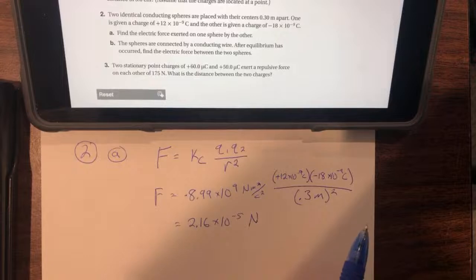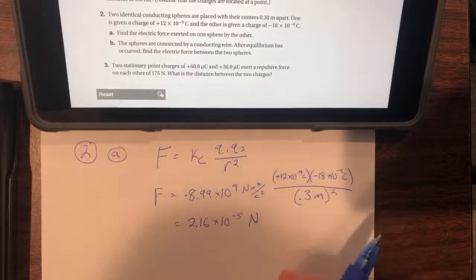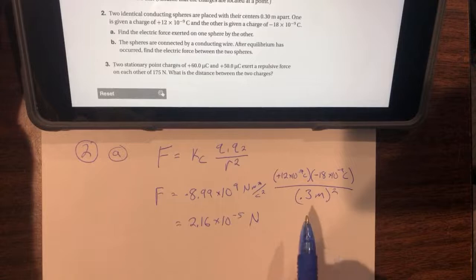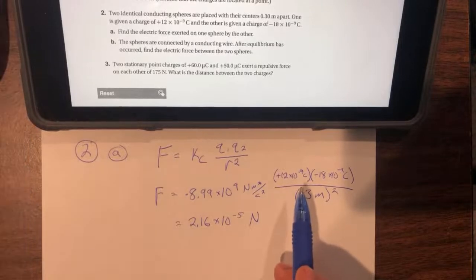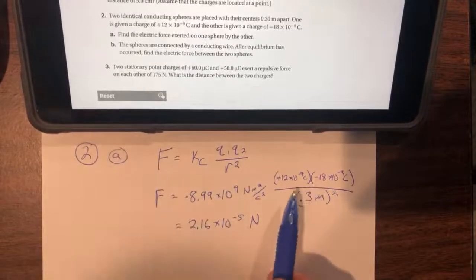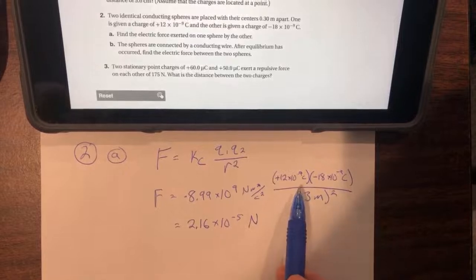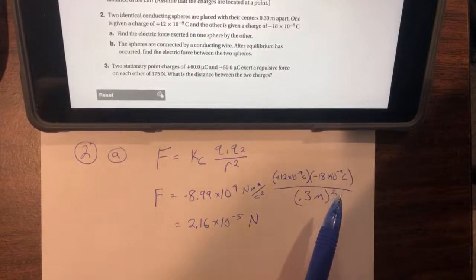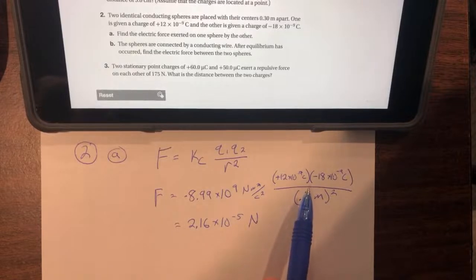No, these are not electrons and protons, right? We're going to talk about electrons and protons, but these charges are much bigger than an electron charge. And yeah, we're talking about distances. So these are not electrons and protons or anything like that.